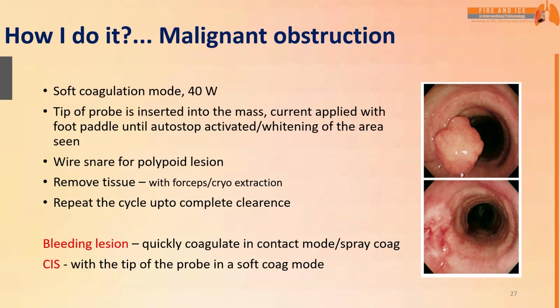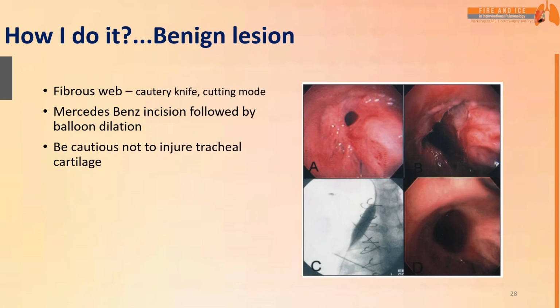In case of a bleeding lesion, we can quickly coagulate the bleeding site by contact mode and spray coagulation. In case of carcinoma in situ, we can use a blunt probe and soft coagulation mode. For management of benign lesions like fibrous web, that is post-intubation airway stenosis or post-tubercular stenosis, we can do this by using a cautery knife in cutting mode. Mercedes-Benz incision or radial incision is done to release the stenosis, and dilatation of the stenosed area is done by applying balloon compression. And this is the bronchoscopic picture. The first, A, is the stenosis, then the radial Mercedes-Benz incision, C is the balloon dilatation, and the last one is after the procedure.